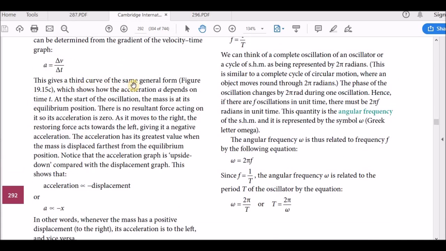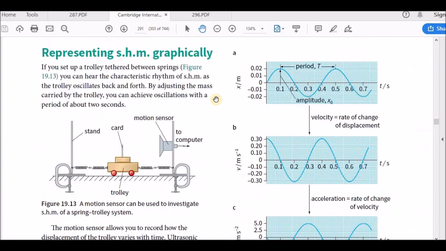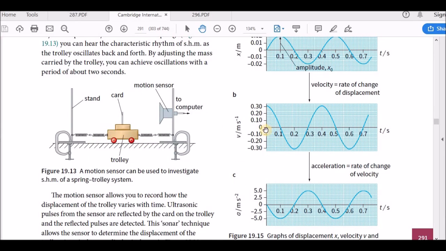This gives a third curve of the same general form, which shows how the acceleration a depends on time t. At the start of the oscillation, the mass is at its equilibrium position. There is no resultant force acting on it, so its acceleration is 0. Okay, so at the equilibrium position, I have explained previously, the forces are balanced, so the resultant force is 0. Therefore, at the equilibrium position, which is when the time is 0, the acceleration is 0.